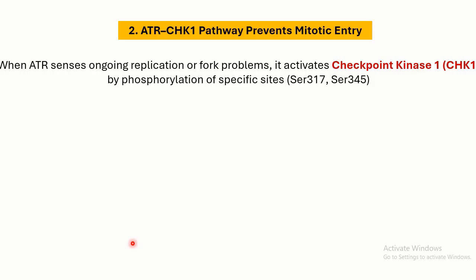How does it do this? When the ATR gets activated, sensing the ongoing replication or fork problems, it activates another kinase, which is known as checkpoint kinase 1. The ATR is going to phosphorylate this checkpoint kinase 1 at specific serine residues, which are serine 317 and serine 345. So simply you can say that the ATR is a kinase, and it phosphorylates checkpoint kinase 1, thereby activating it.